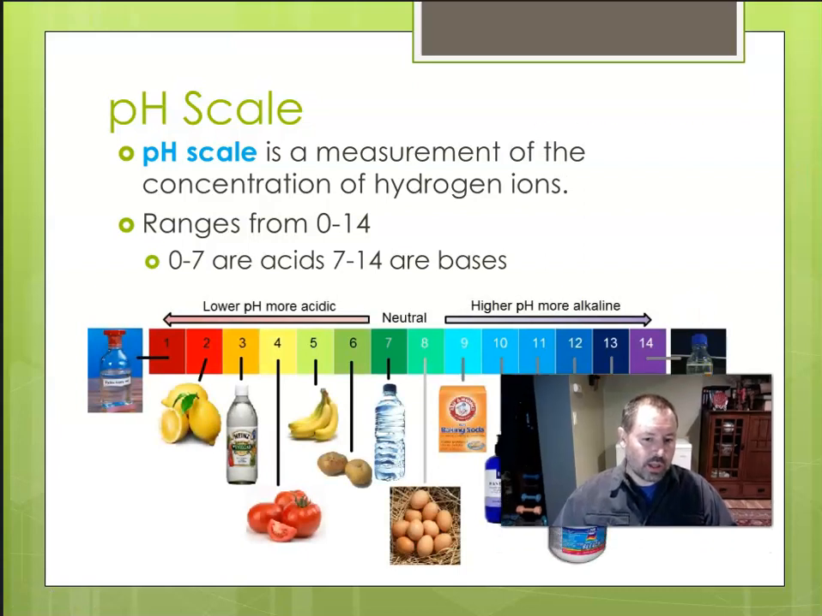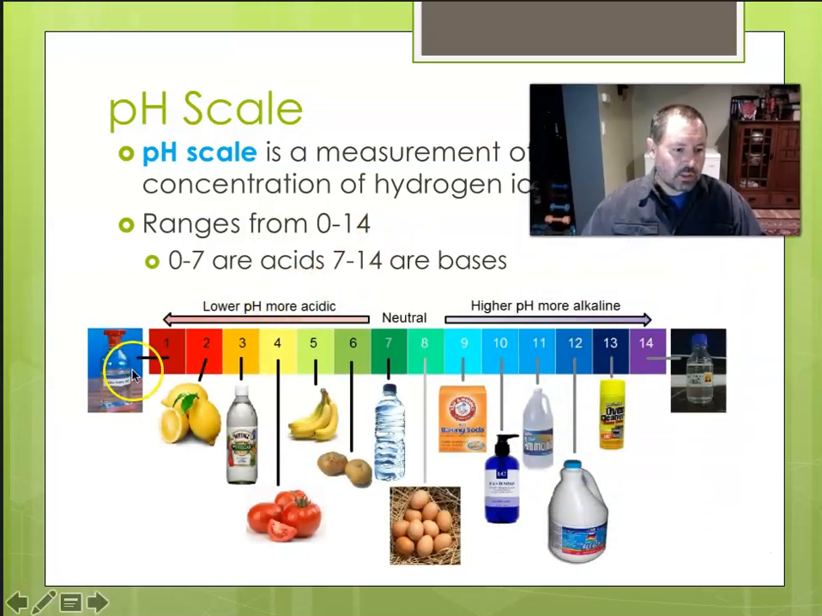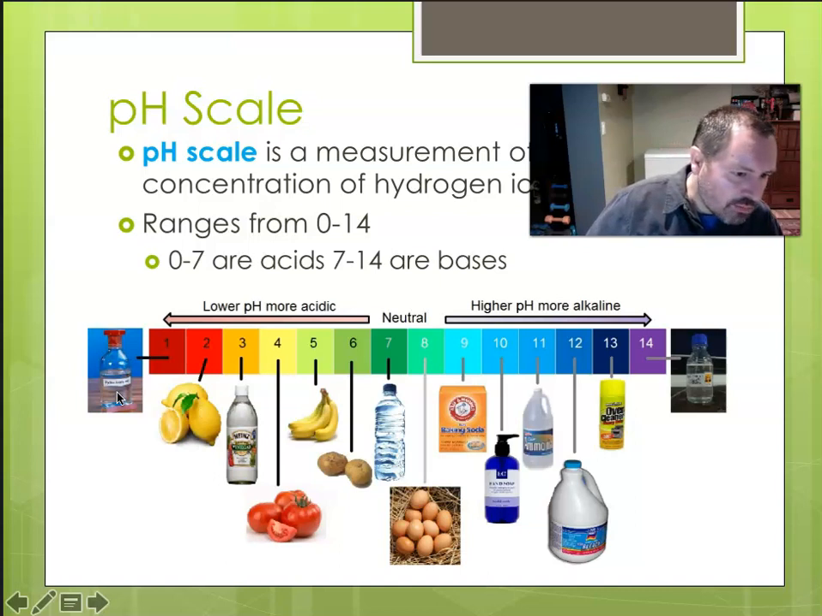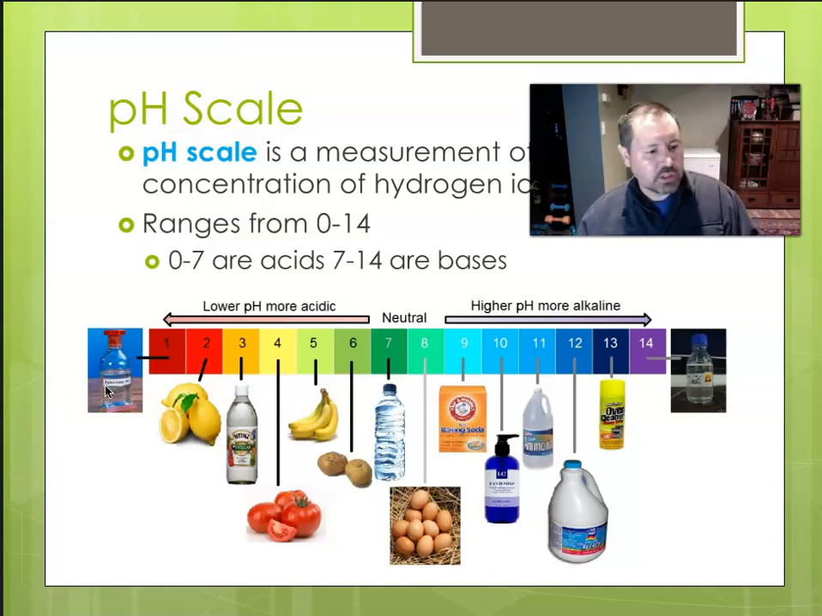Here's a picture of the pH scale. You can see way down here, very acidic. This is, what is that? I can't read that. It's an acid. I'm pretty sure it's the stomach acid, hydrochloric acid, which is a pretty strong acid. And then over here, this is sodium hydroxide. Sodium hydroxide is a very strong base. Take a look at the middle here.